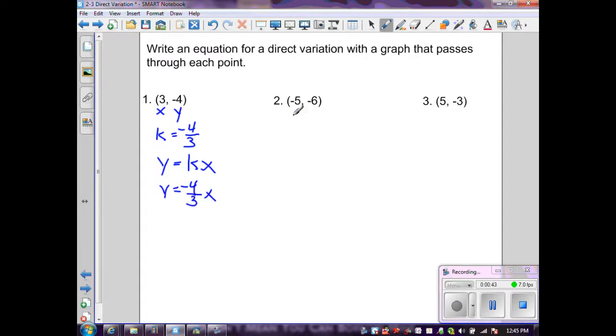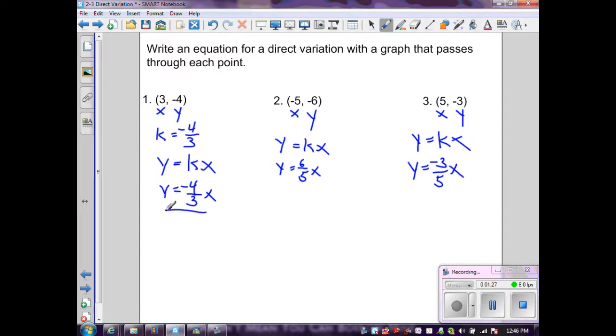Now we can continue pretty rapidly by knowing that this ordered pair is an x and a y, and we know that y equals kx, and k is going to be a negative 6 over a negative 5, which is 6/5 x. Our last one, x is 5, negative 3 is y. We know y equals kx, and k is going to be a negative 3 over 5 x. And here are the three equations for each of my examples.